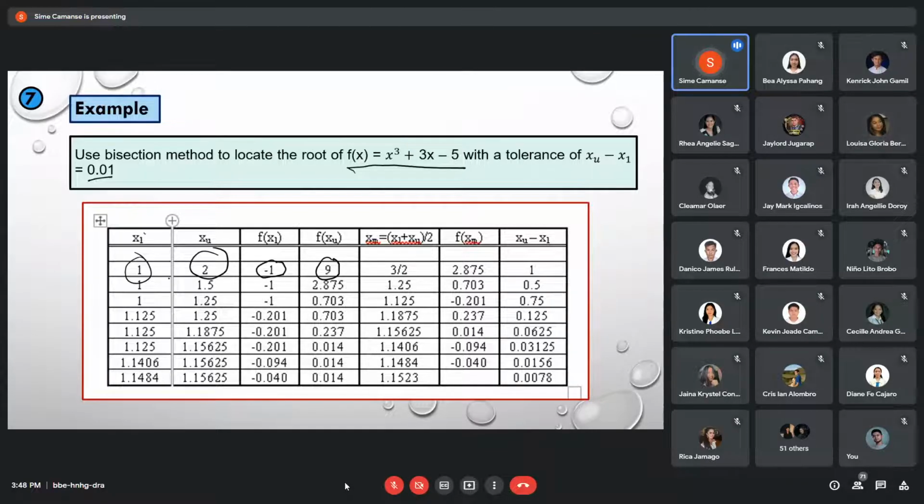So then, you will get the average. So 1 plus 2 divided by 2 is 3 halves. And then, the function of your XM. You substitute that 3 halves here. So, 3 halves cubed plus 3 times 3 halves minus 5, then you have 2.875. And then your tolerance, XU minus XL, 2 minus 1, that is 1 still. Still far, your tolerance is still 1.